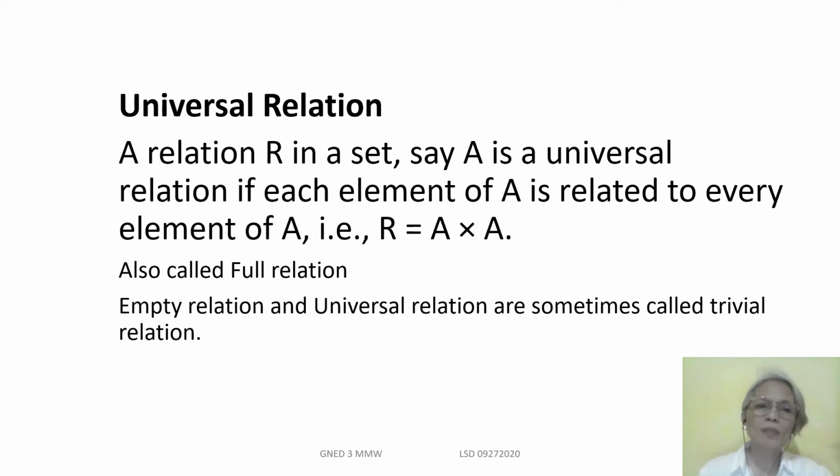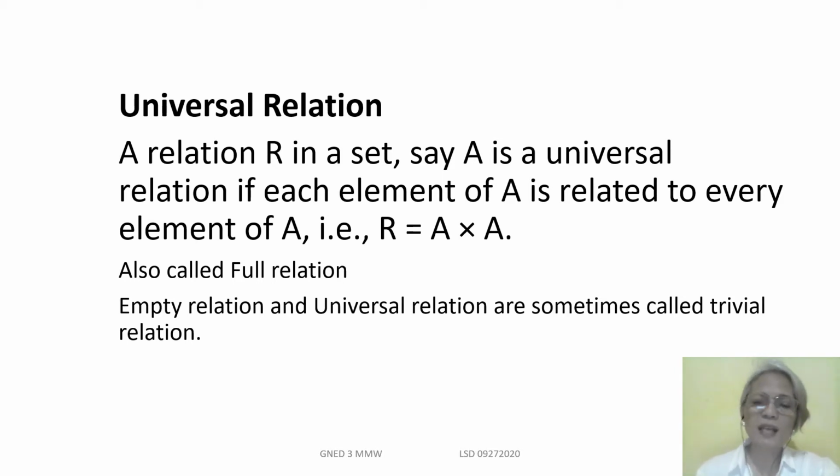What about a universal relation? A relation R in a set A is a universal relation if each element of A is related to every element of A. For example, we have R equals A cross A. We also call this a full relation.